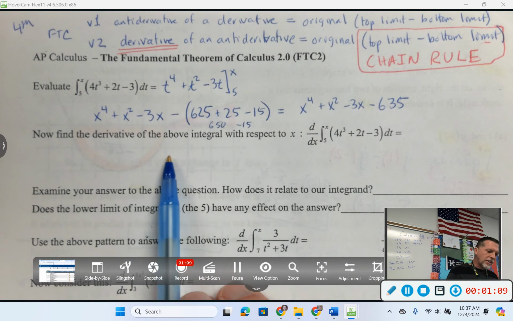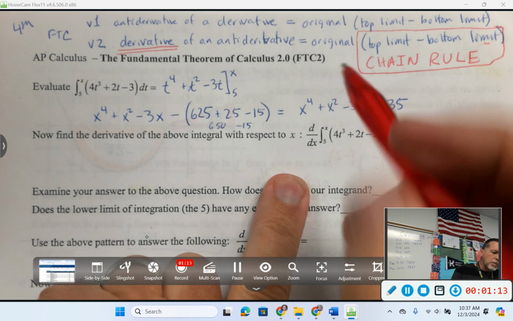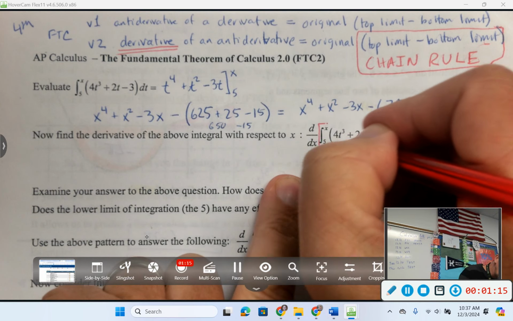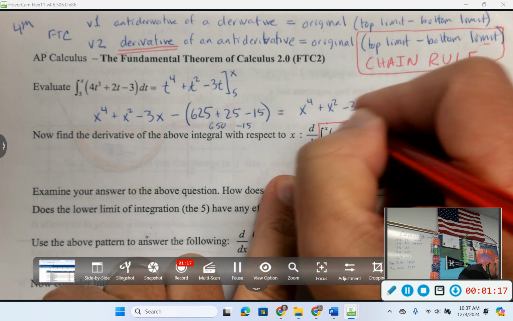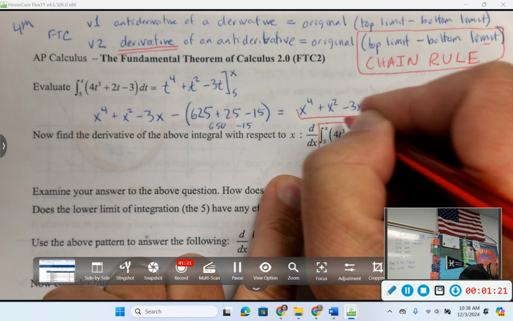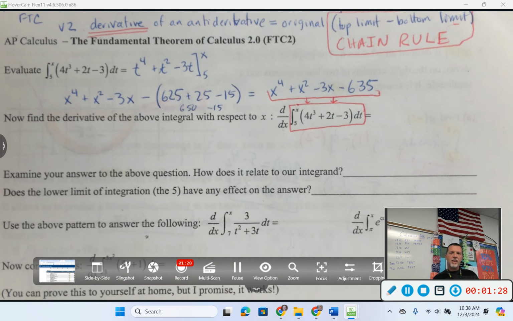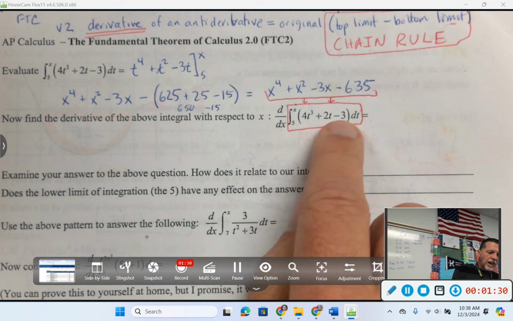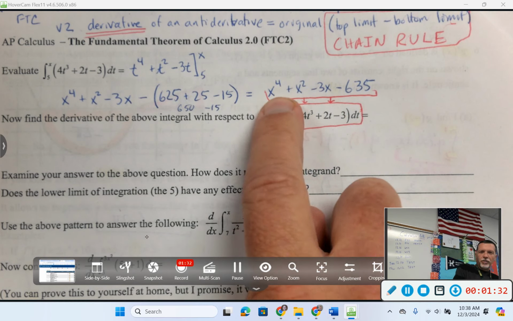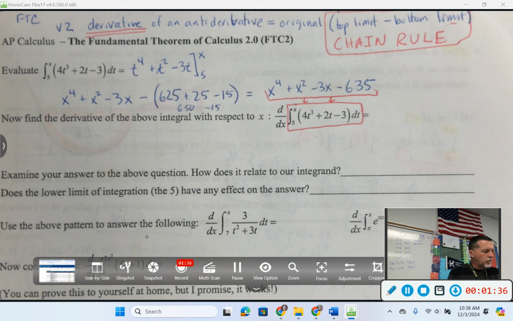Now, find the derivative of the above integral. So this looks crazy, but we already figured out what this part is. That is what we just found. So now let's take the derivative of that. Not worried about all the junk in there, I'm looking at the hard work we already did, and let's take the derivative of each of those 4 pieces.